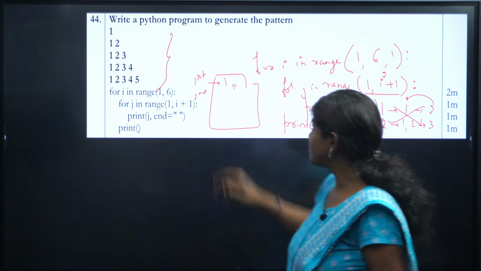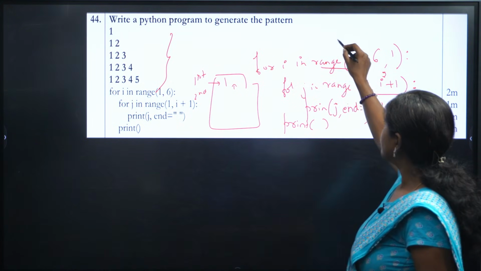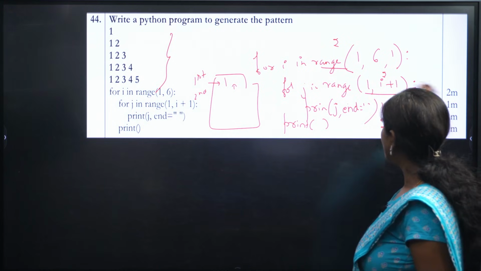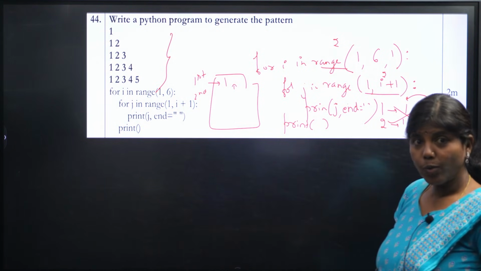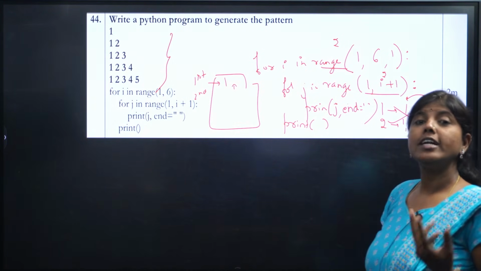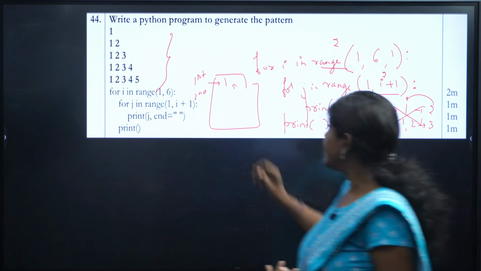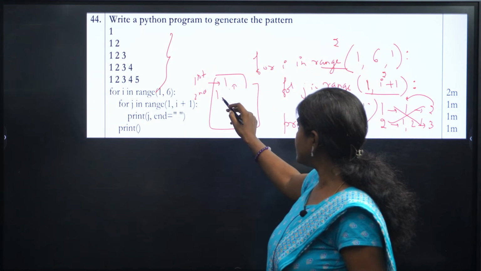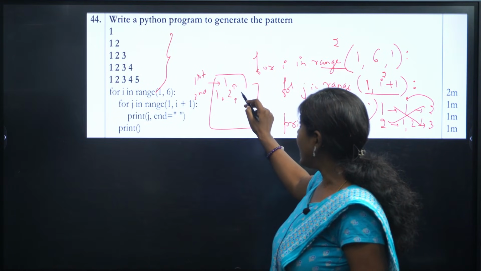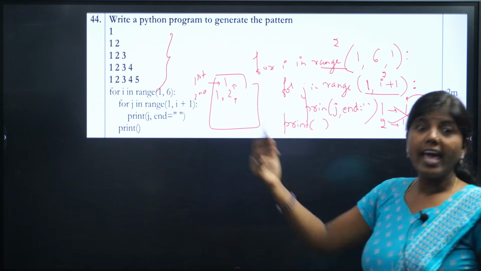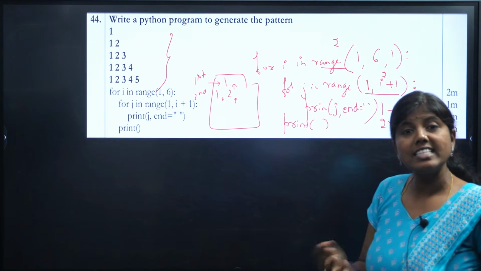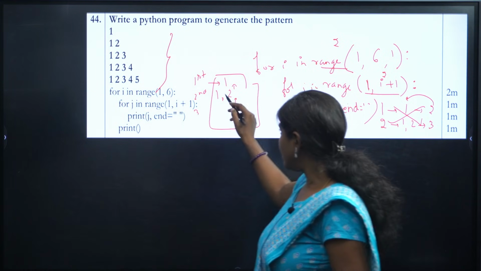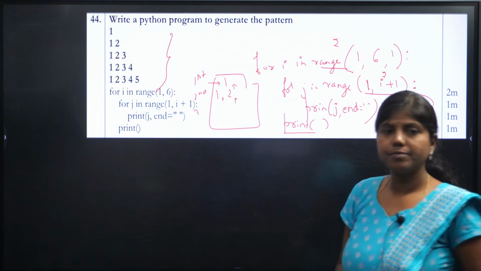It will come here. Now what is the value of i? i becomes 2. 2 is less than 6. It satisfies the condition. Now the range becomes 1 to 2 plus 1, that is 3. So it will print 1 because it starts from 1, no? 1 it will print, space is there, 2 it will print, space is there, that's it. It will become 3, and when it becomes 3, 3 less than 3 does not satisfy the condition, so it comes out of the loop. Similarly, it will come out of this, and print will be executed.